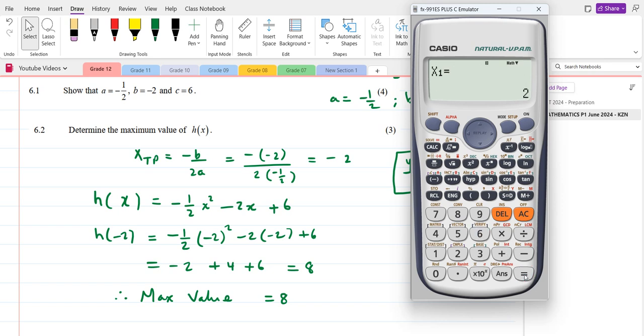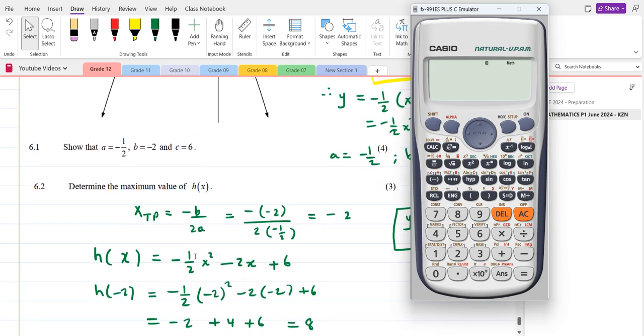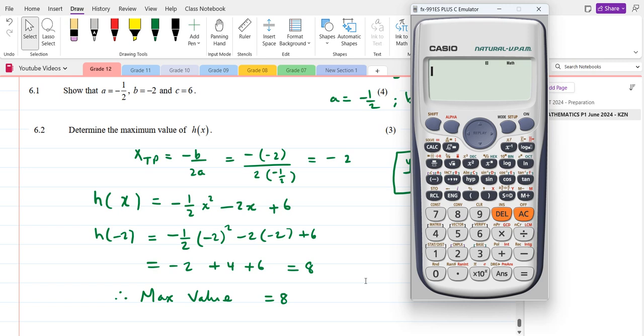See, x value maximum minus 2, check, and y value maximum 8. So the calculator actually gives us the maximum value. The y maximum value is 8. So it occurs at minus 2 and the maximum value is 8. Amazing. Just by entering A, B, C into the calculator, I can get the min-max value. Next question.